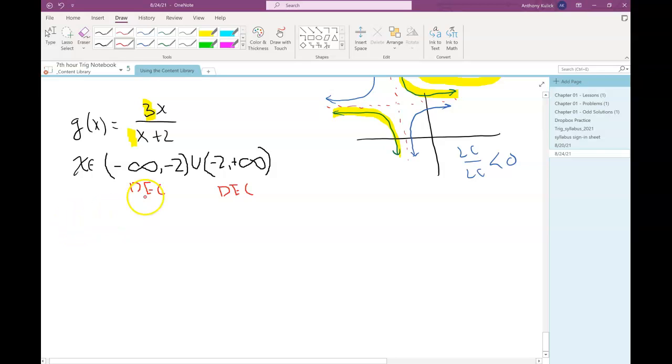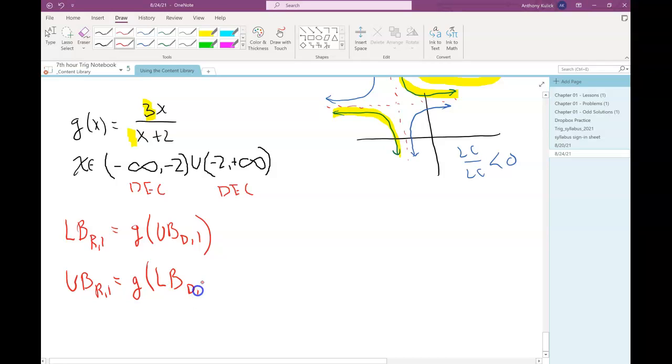So what we're going to do, since it's decreasing, the lower bound for the range, and I'm putting a 1 here also since there's 2 parts of the range, is going to be g of the upper bound from the domain, its first part. The upper bound for range 1 is going to be g of the lower bound for the domain 1.